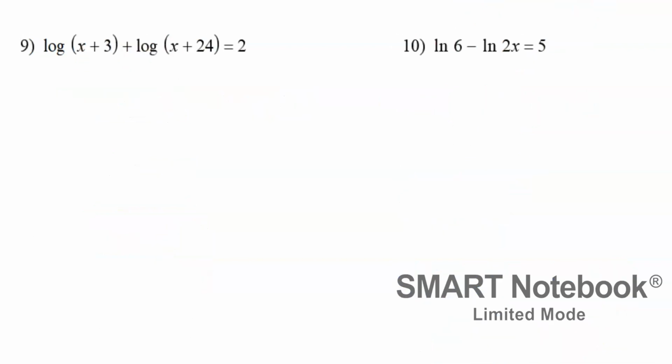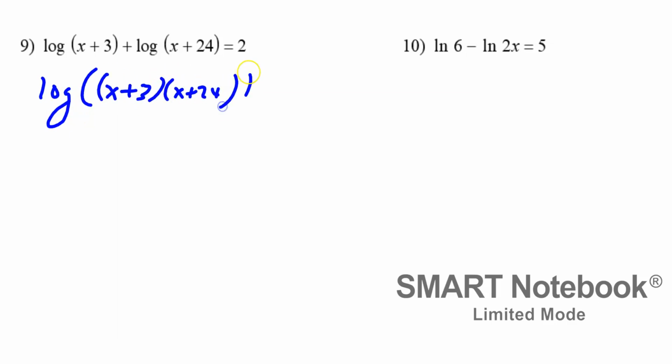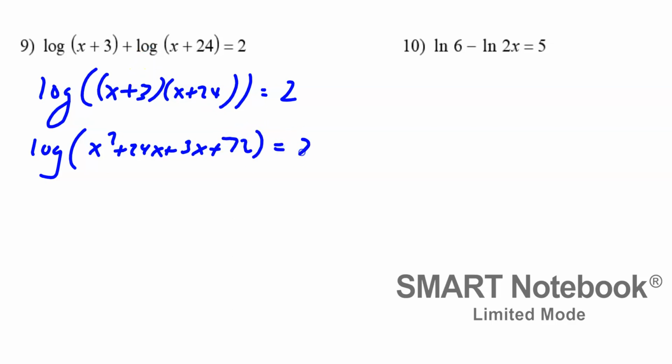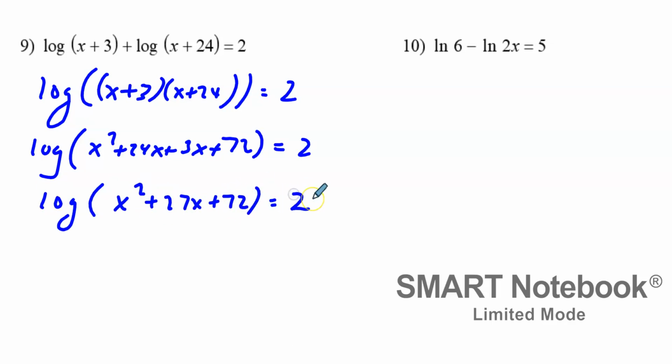Last two problems, also using the expanding or the condensing idea of logs. You have two separate logs this time, and it is log base 10. They are being added. So you can make it into a single log of log base 10 of x plus 3 times x plus 24 equals 2. If I simplify that and I FOIL, that would be x squared plus 24x plus 3x plus 72 equals 2. Log base 10 of x squared plus 27x plus 72 equals 2.